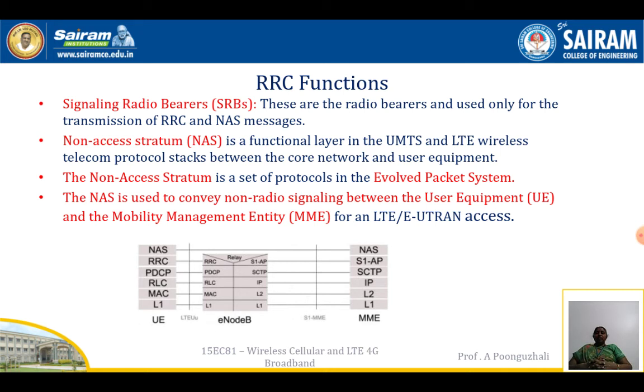The functions of RRC include signaling radio bearers. Signaling radio bearers are the radio bearers which are going to be used for the transmission of RRC and non-access stratum messages. So between RRC and the non-access stratum messages, they act as the radio bearers. And non-access stratum is a functional layer which is going to provide a connection between the core network and the user equipment.